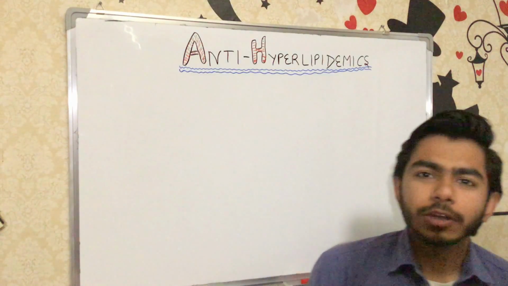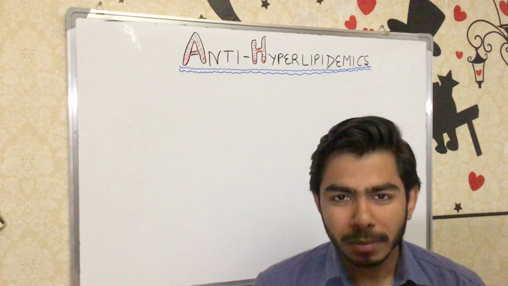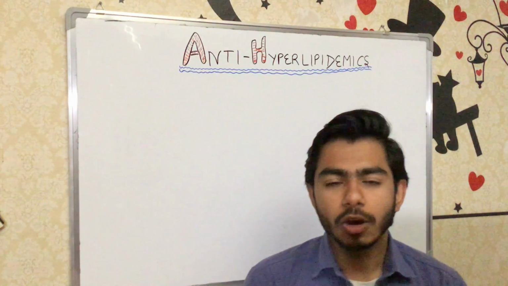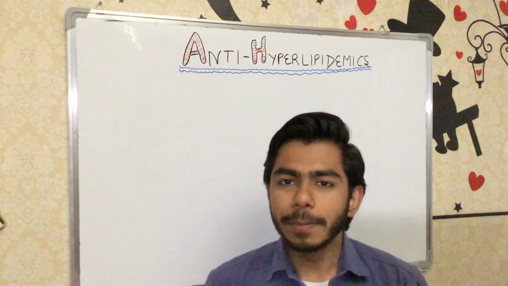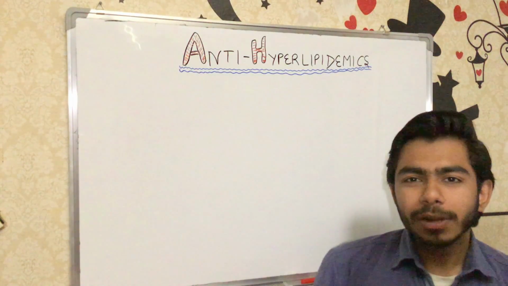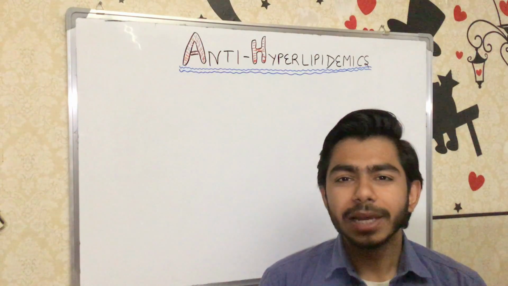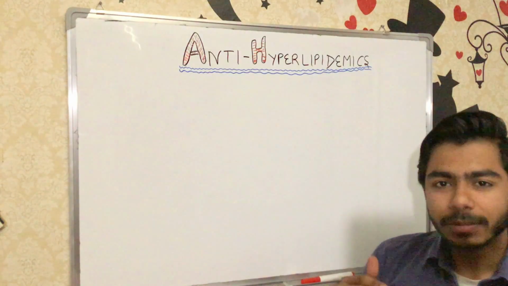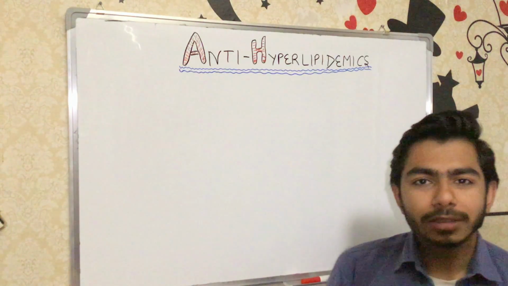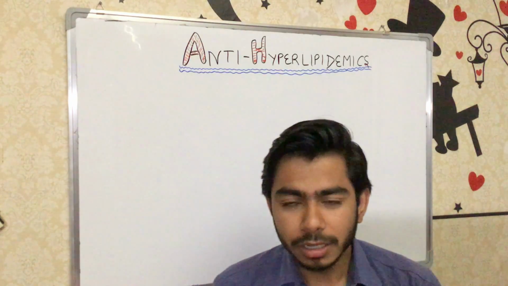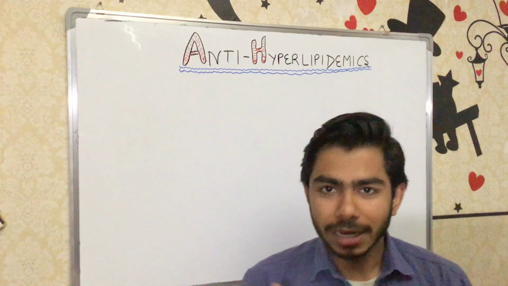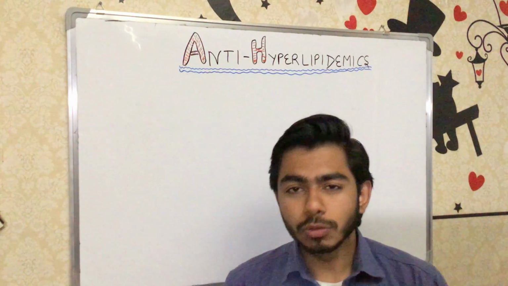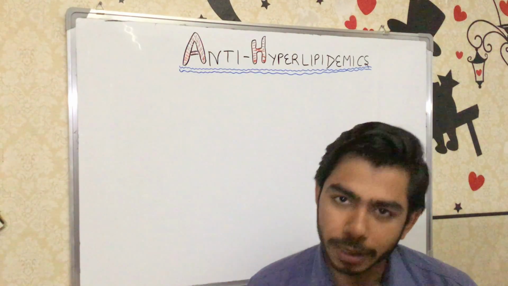Before going into the detail of the anti-hyperlipidemics, we should know the meaning of hyperlipidemia. Hyperlipidemia is an abnormally high level of lipids present in our blood. Antihyperlipidemics are the drugs which, through various kinds of mechanisms of action, act against the lipids. They help us to reduce the level of lipids present in our blood.